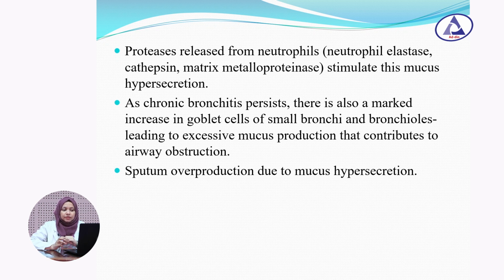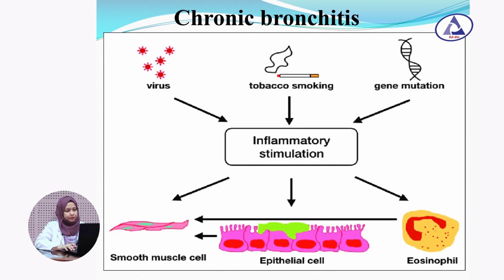Then protease is released from neutrophils. These include neutrophil elastase, cathepsin, matrix metalloproteinase. They stimulate this mucus hypersecretion. As chronic bronchitis persists, there is also a marked increase in goblet cell of small bronchi and bronchioles, leading to excessive mucus production that contributes to airway obstruction. Ultimately, there is sputum overproduction due to mucus hypersecretion.